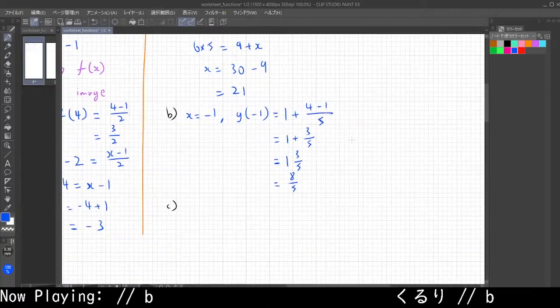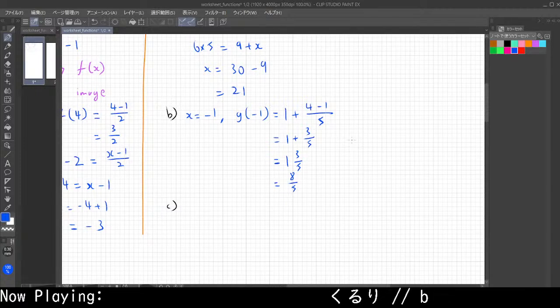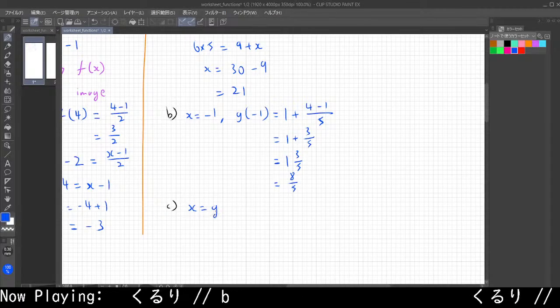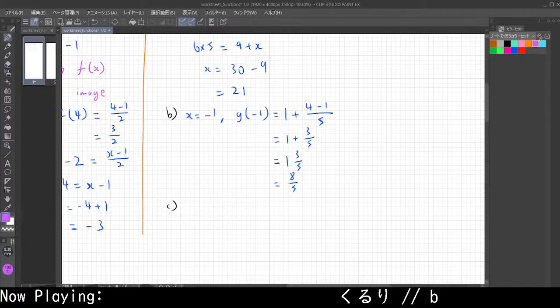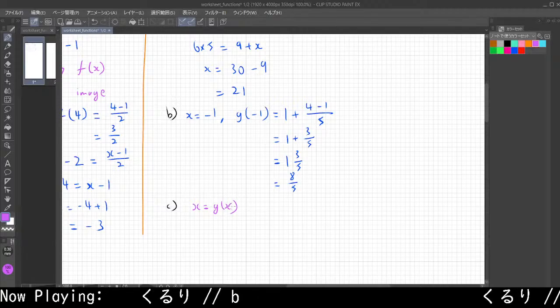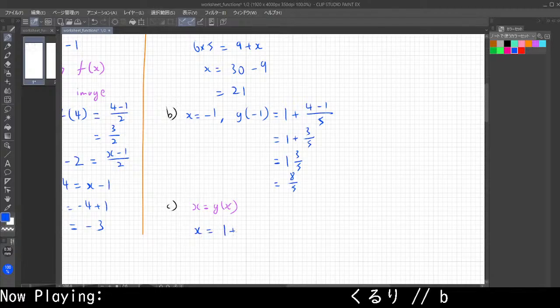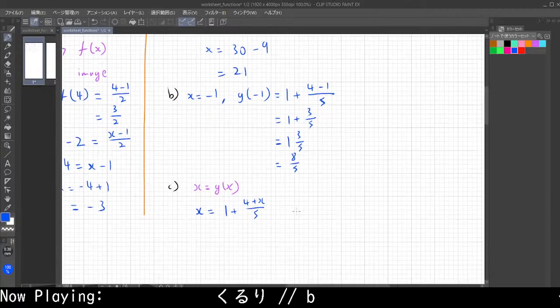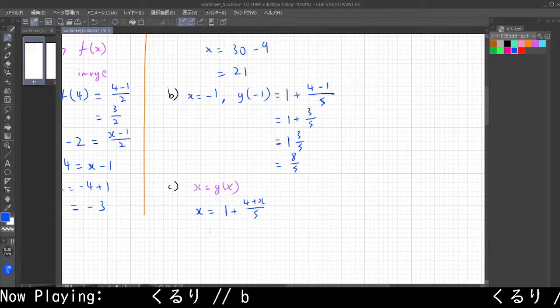So this entire phrase, g(x) maps to itself, means I want to find the value of x where x equals g(x). This is what we want. Therefore, I would use this relationship. I want to find the x that will map to itself, so x will be equal to g(x), which is equal to what's given in the question.